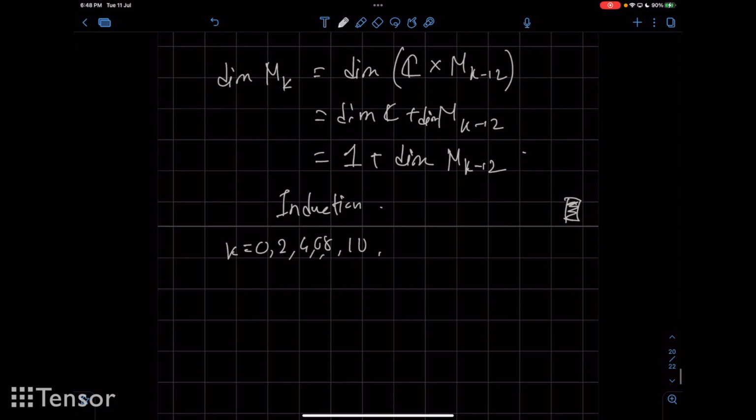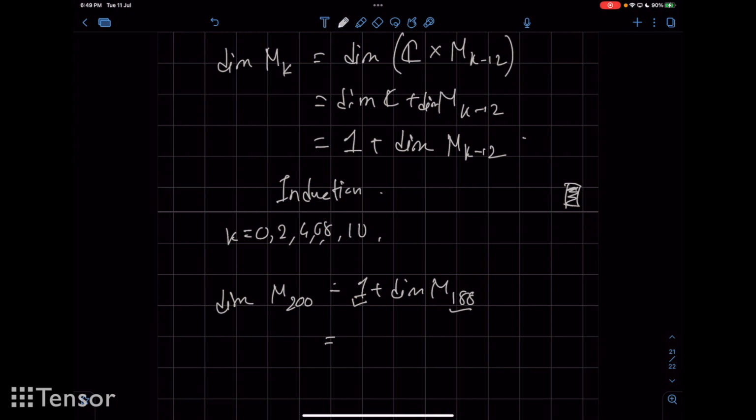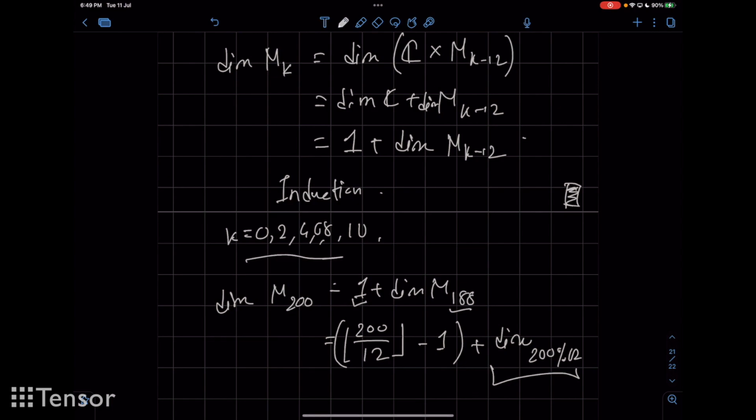For instance, if I have to find the dimension of M_200, that is nothing but 1 plus the dimension of M_{200-12}. What is 200 minus 12? It's 188, right? So we can reduce 12 every time and add 1 here. So after some time it becomes the floor of 200 divided by 12, minus 1, plus the dimension of M_{200 mod 12}. Right? And from the base cases we know what this is.